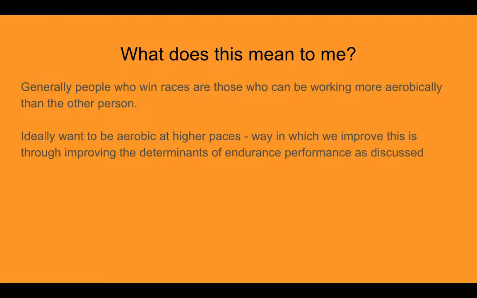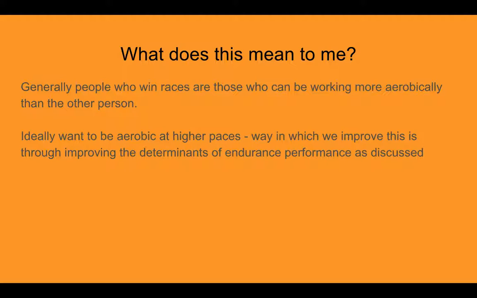So what does this mean to me? People who win races are generally working more aerobically than the other person. Simply put, if I can work at a lower heart rate and be 30, 40 seconds per kilometre quicker than you, you simply won't be able to beat the other person, unless the other person has a very poor mindset and doesn't like to run hard, and likes to take it very, very easy. If you guys are running at the exact same rating of exertion, the person who's more aerobic will win by a lot more, if their running economy is similar. So you want to be aerobic at higher paces.